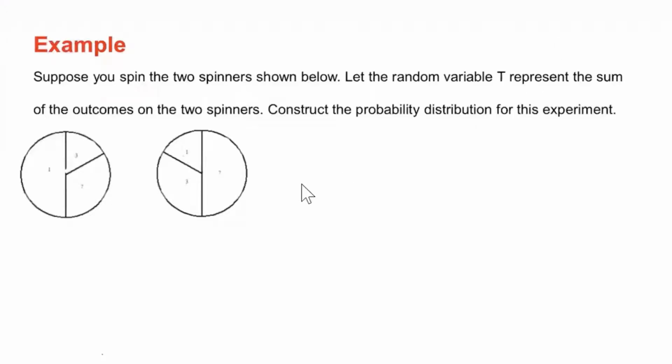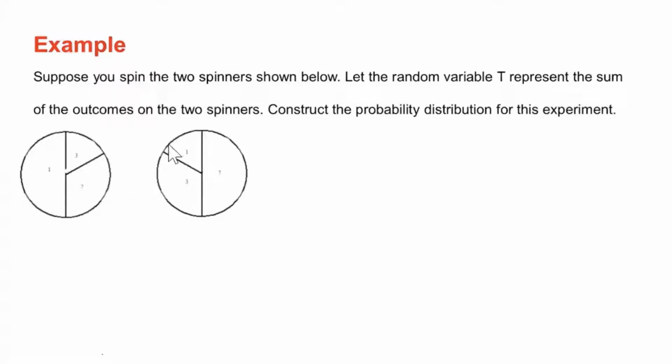Welcome to this example. Let's find out what is asked in this example. Suppose you spin two spinners shown below. Let the random variable t represent the sum of the outcomes on the two spinners. Construct the probability distribution for the experiment.